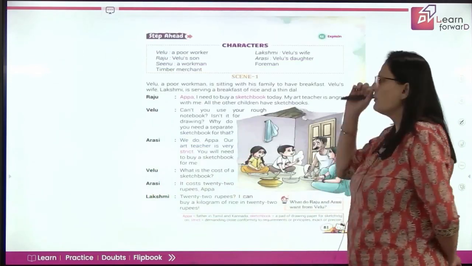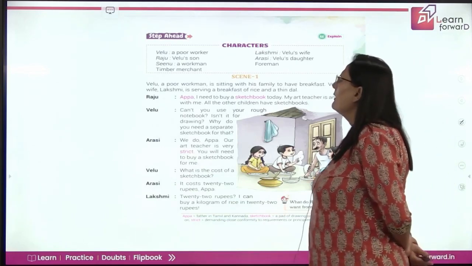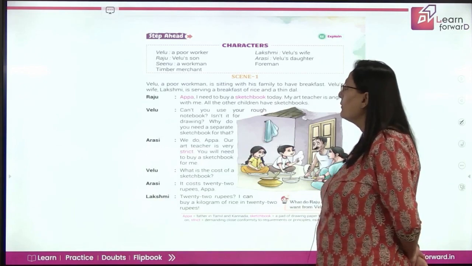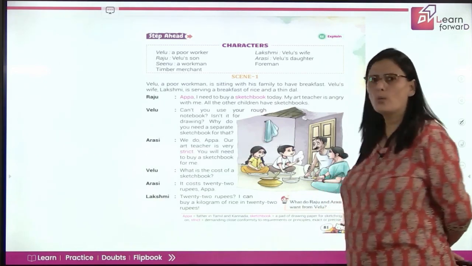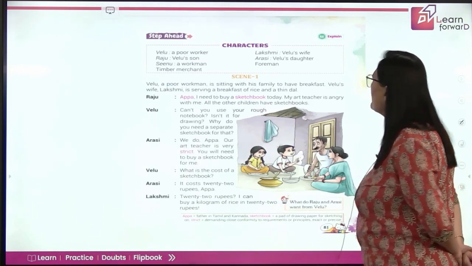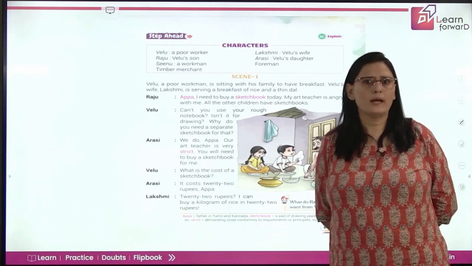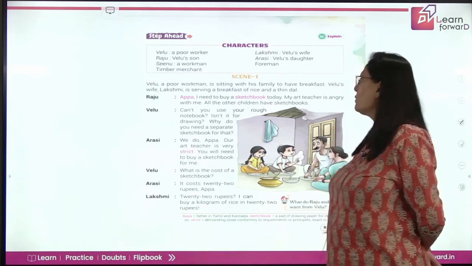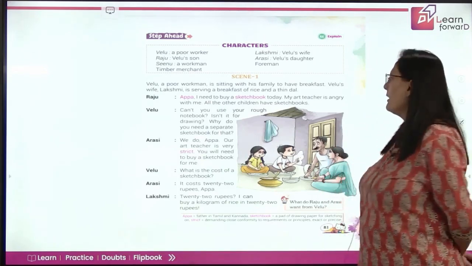So now let's read the story. These are the characters. Velu, a poor workman. Raju, Velu's son. Sinu, a timber merchant. Lakshmi, Velu's wife. Arasi, Velu's daughter. Foreman. So from this we get to know that there were 4 family members, husband, wife, and Velu had 2 children. One was the son Raju, the daughter was Arasi. Now let's read the story.